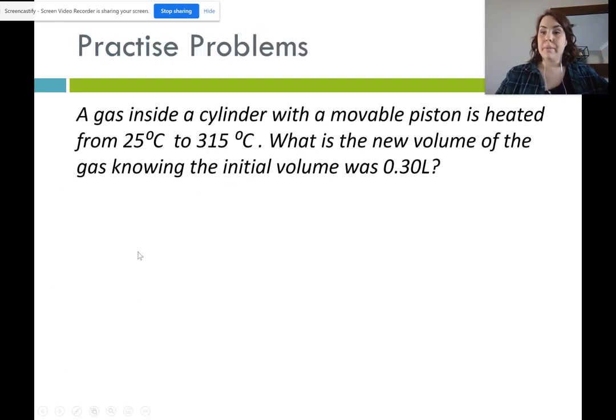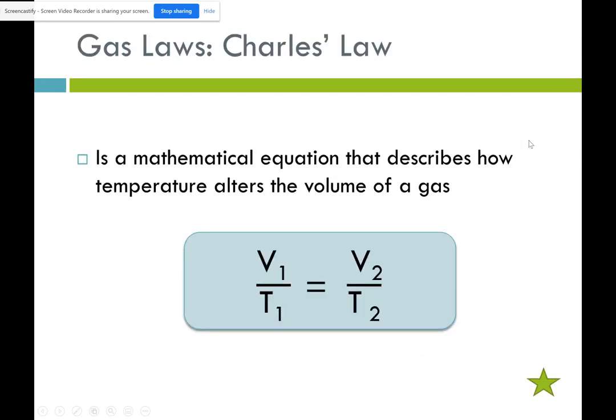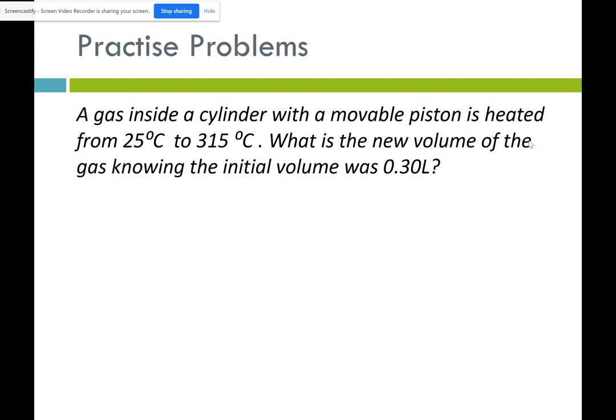So I'm going to make myself disappear again, and we're going to look at some practice problems and make sure we know how to use this new formula that we learned, okay? So we're going to be using, we said, Charles' law, V1 over T1 equals V2 over T2.